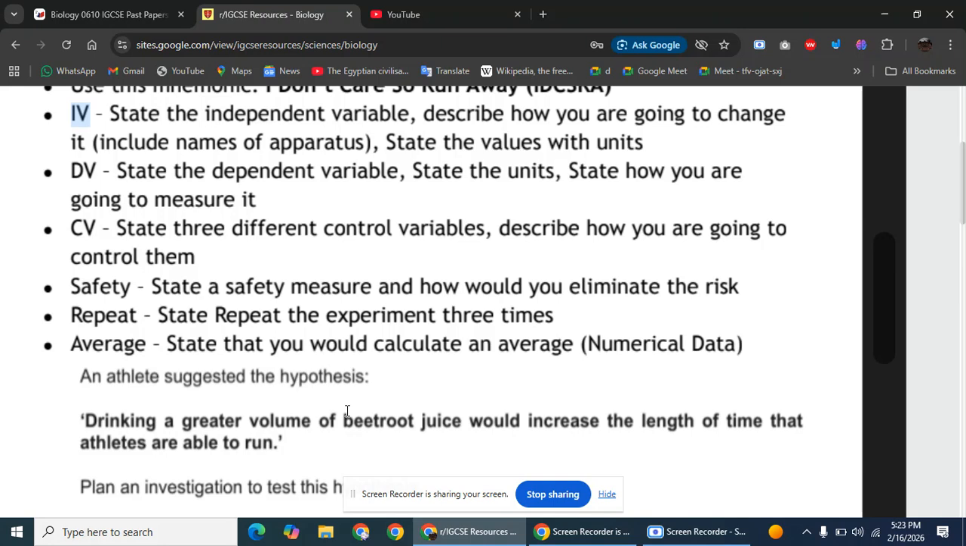Safety. When you are preparing beetroot, you have a chance of staining yourself, so you use gloves and so on. Then repeat the experiment 3 times, and then average.